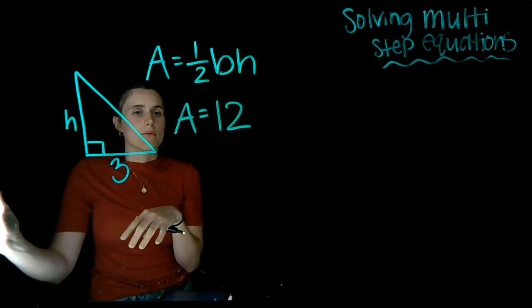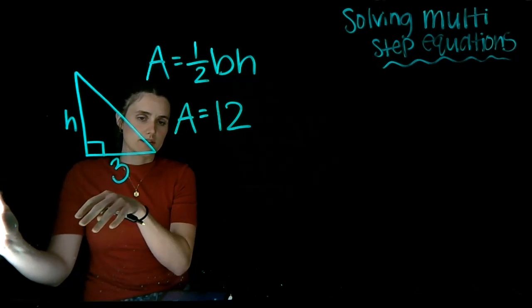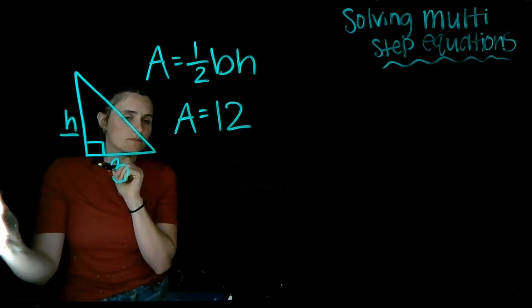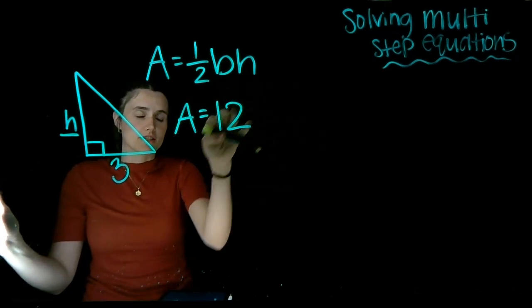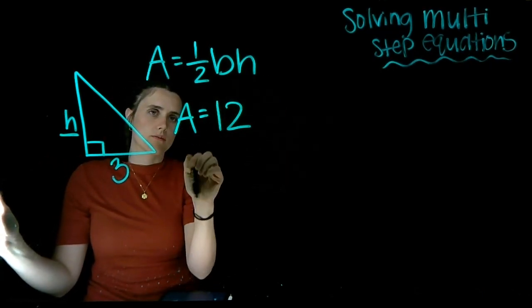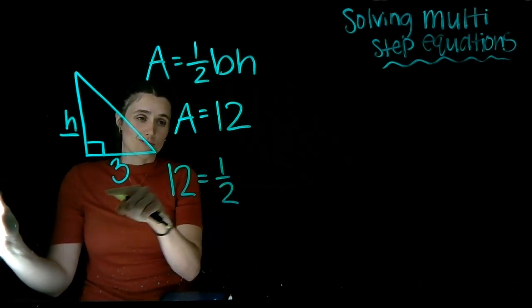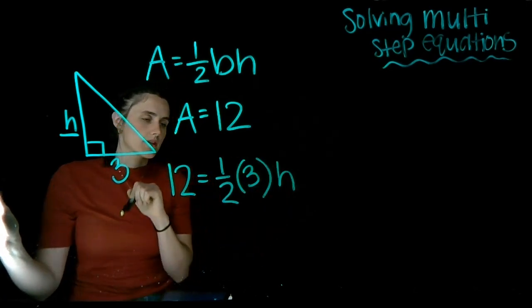And let's say that we are given that the area is 12 and that the base of this triangle is 3. And we want to figure out, okay, well, what is the height of that triangle then? So we can take what we know and plug it into this formula and then solve for h. So we know the area is 12, so we'll replace a with 12. So 12 equals 1/2. Our base is 3, so we'll replace b with 3, and then we're looking for h. So we'll leave h on the outside.